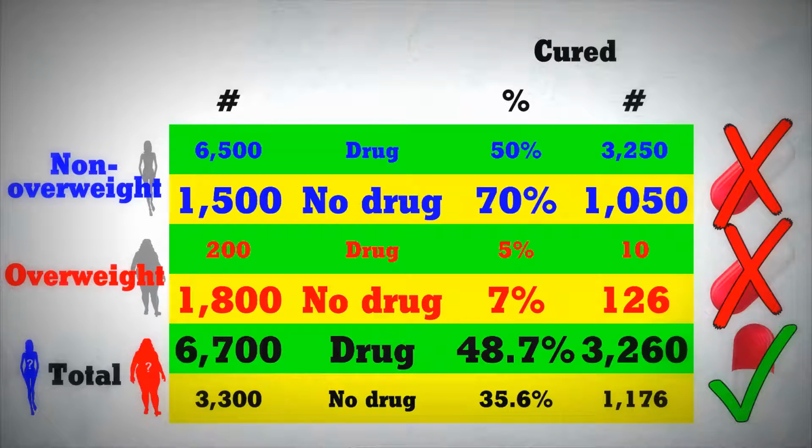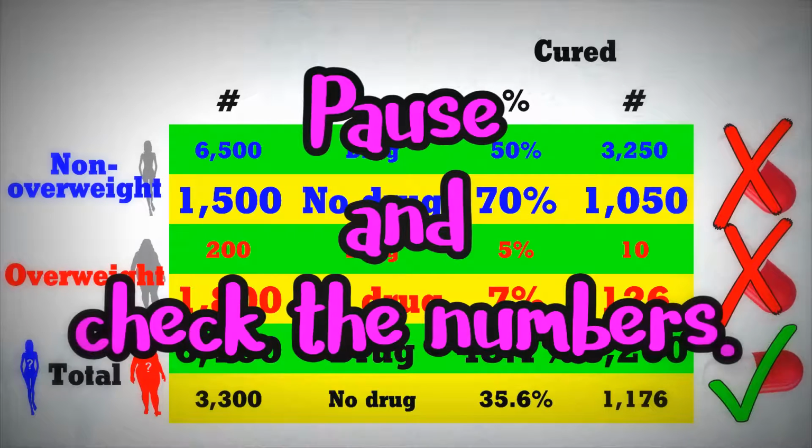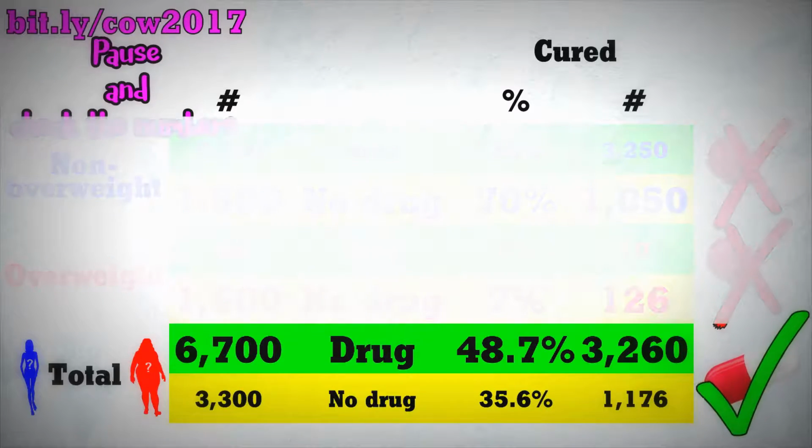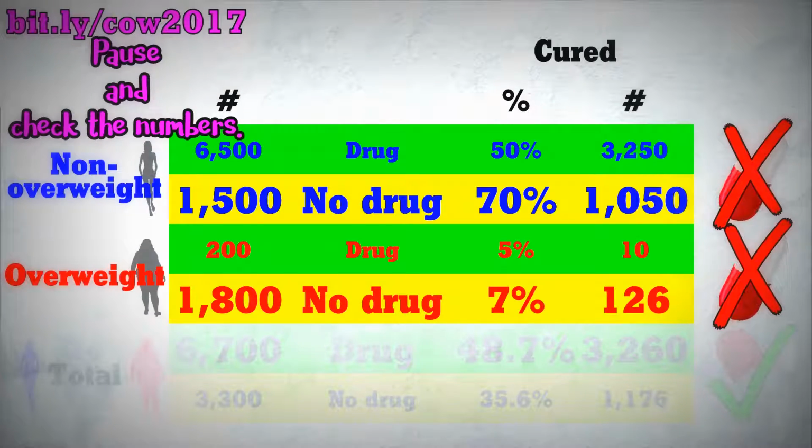If this seems unbelievable, you can pause here and check for yourself that the numbers add up correctly. You can use a spreadsheet. Again, the surprising paradox here is that the drug works in the aggregate data, but not in the disaggregate data.